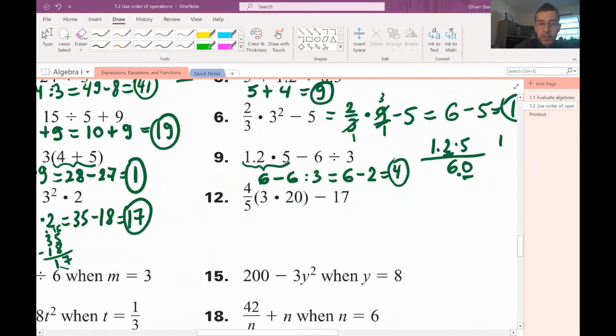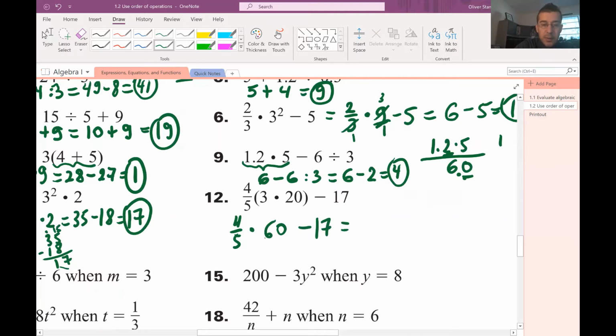Number 12, we have parentheses, so we do that operation first. So it's 4/5 times 3 times 20. 3 times 2 is 6 and then 0. So 3 times 20 is 60. And then minus 17. Now we have multiplication and subtraction. Multiplication is going to be done first.